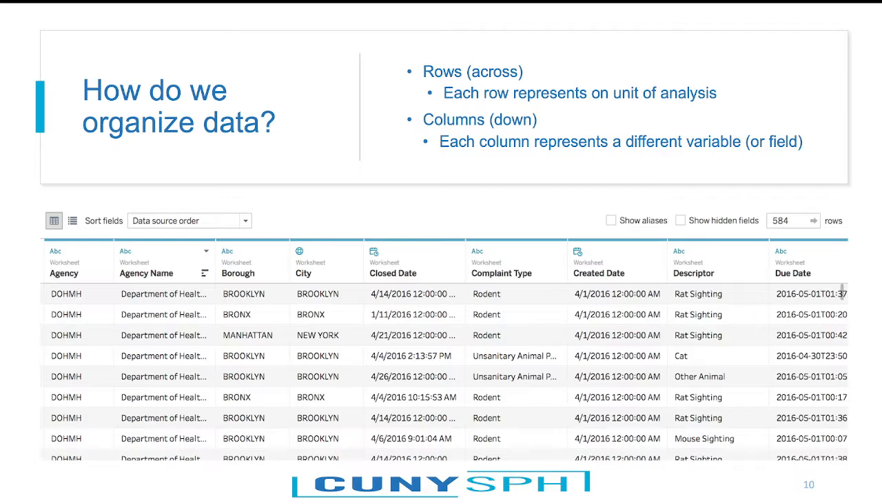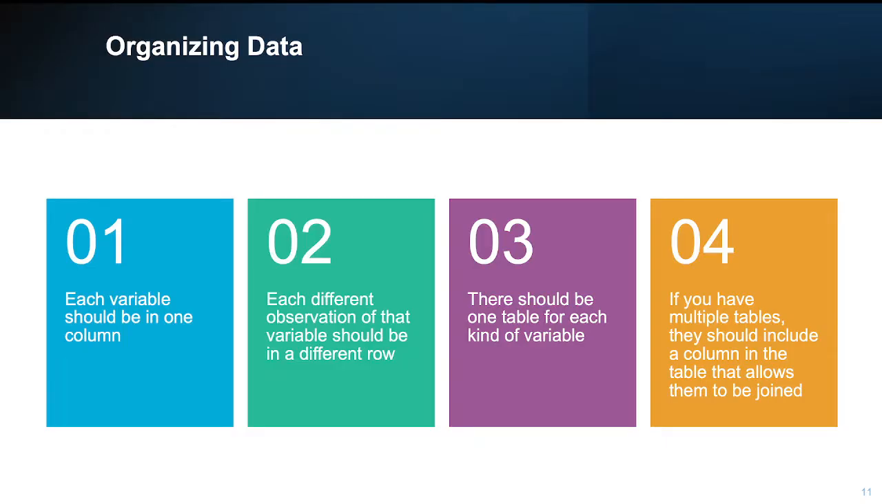Sometimes we have multiple independent variables, as in this case agency and boroughs. They could be independent variables. Defining what our observation unit is could be challenging sometimes, but it's something that we need to start defining from the design. If we want to organize data, then we want to have each variable in one column, and each different observation in a row.